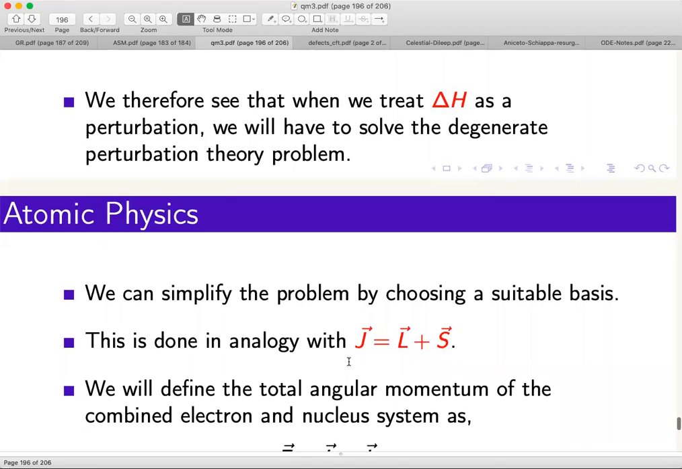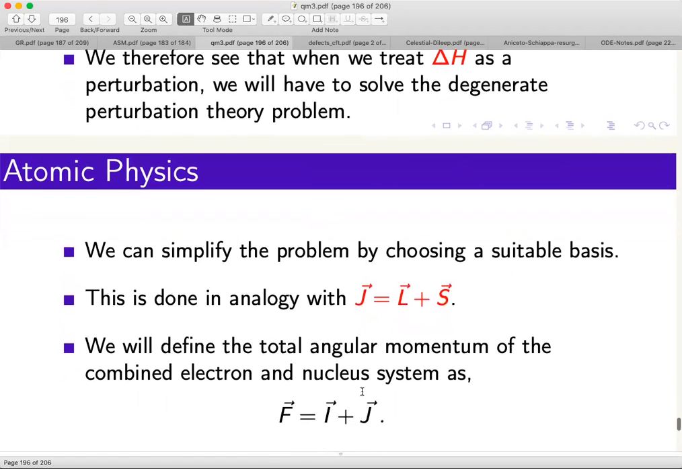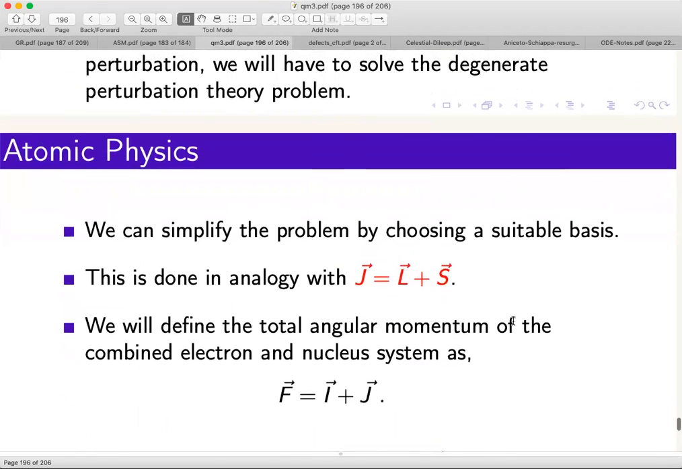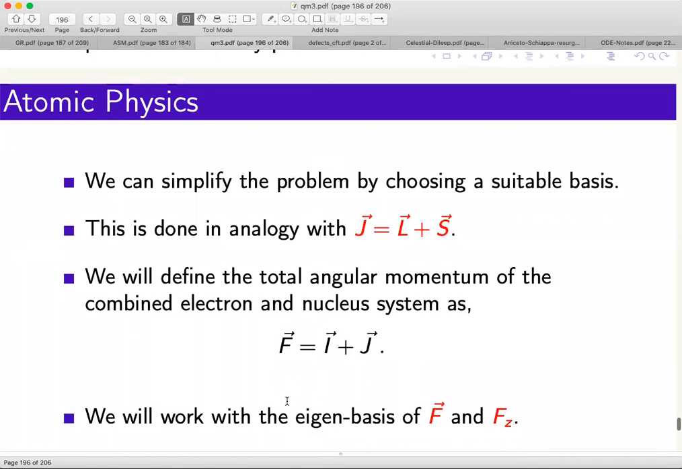Now, in this particular case, we want to write down a total angular momentum for the combined electron nuclear system, which we will call F. F is I plus J, where J is of course L plus S. What we want to do is understand how we would use F to write down the spectrum in terms of F and its magnetic projections, which will be called MF. So we will work in the eigenbasis of F and Fz.